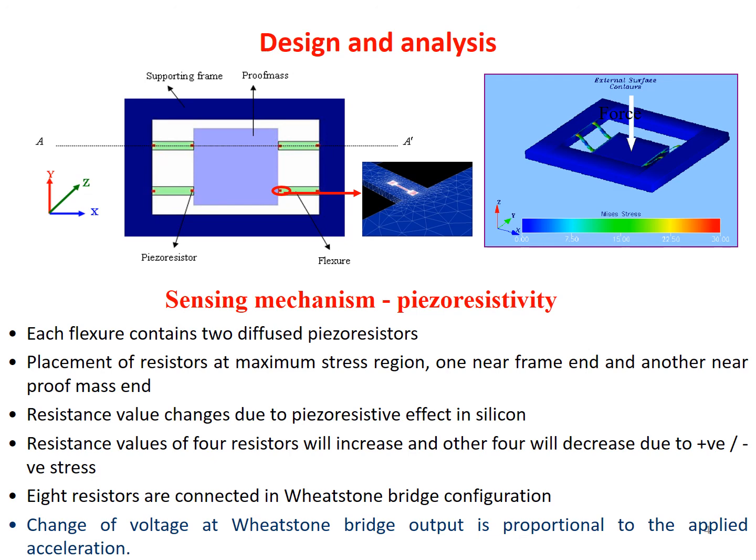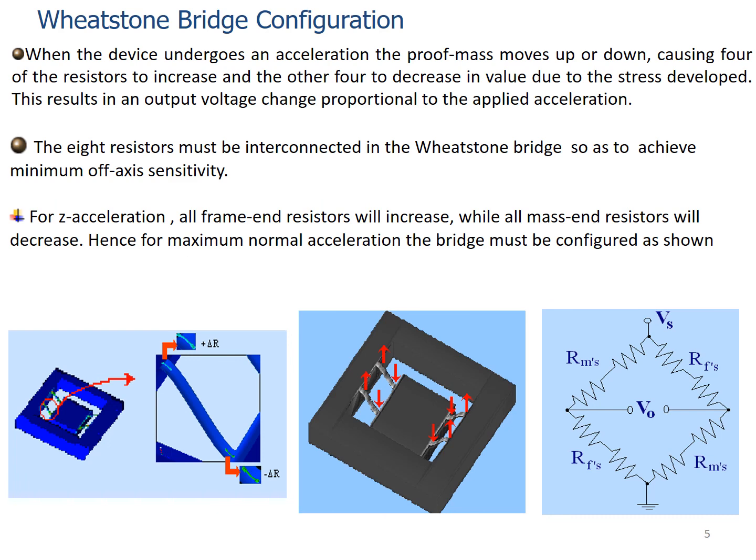If they are not satisfied, then again we have to change the dimensions, resimulate, and then finalize at our targeted values, right? Is it okay? Yeah. So next let us see. Here we have shown the Wheatstone bridge configuration, right?